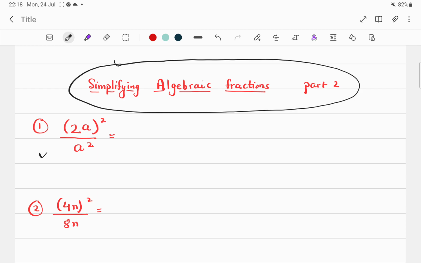So now the first question is an algebraic fraction: 2a the whole squared over a squared. When we say 2 squared, its meaning is 2 multiplied by 2. In the same way, 2a squared means 2a multiplied by 2a, and in the denominator we have a squared, which you can write as a times a. I am explaining in a very simple way so that everyone can understand.